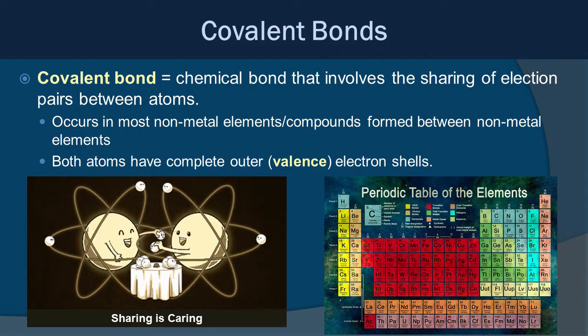And the first bond we need to know to understand water is the covalent bond, which is a chemical bond that involves the sharing of electron pairs between atoms. This occurs in most what we call non-metal elements or compounds formed between non-metal elements. Both atoms have a complete outer valence electron shell. What does that actually mean?